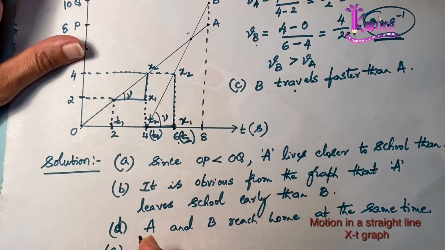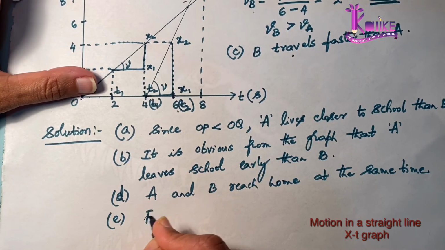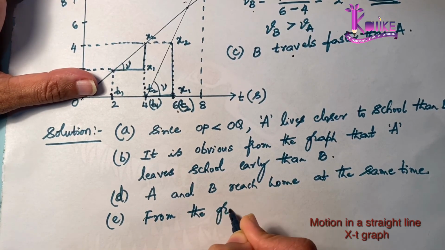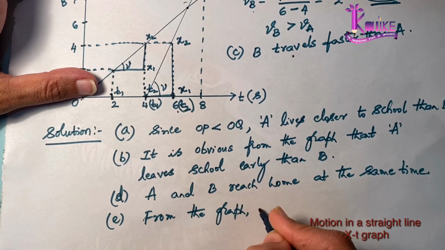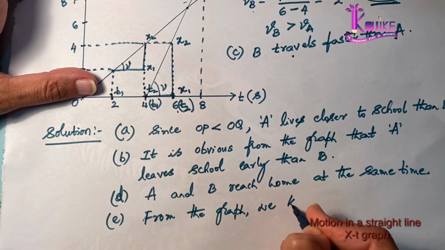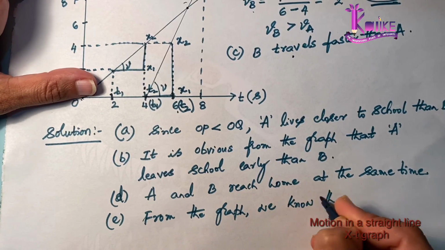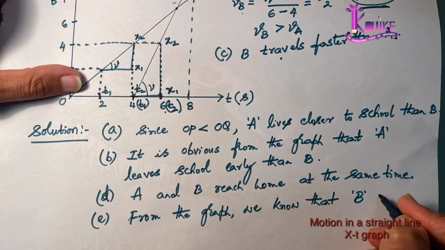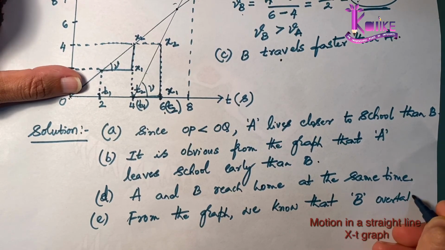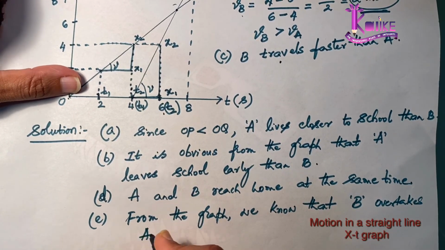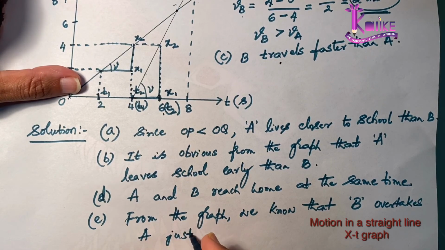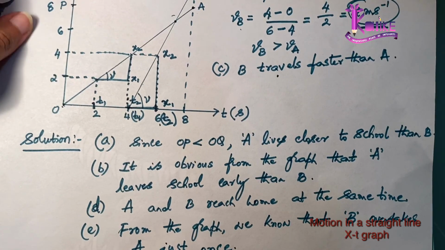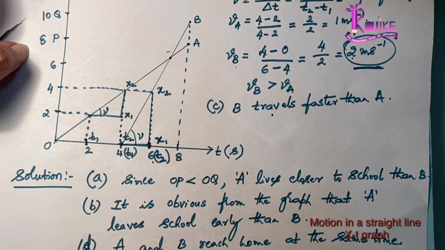So from the graph, we know that B overtakes A just once, right? So there you go. This is how you solve the given numerical.